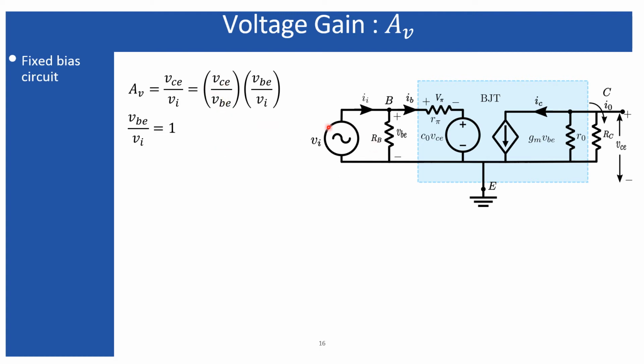But if there would be any source resistance which will appear in series with the source voltage, then VB will not be equal to VI. Here in this case I have not considered the source resistance, but in my successive lectures I have to consider the source resistance in order to make this analysis much more general. But for the time being, VB is equal to VI.